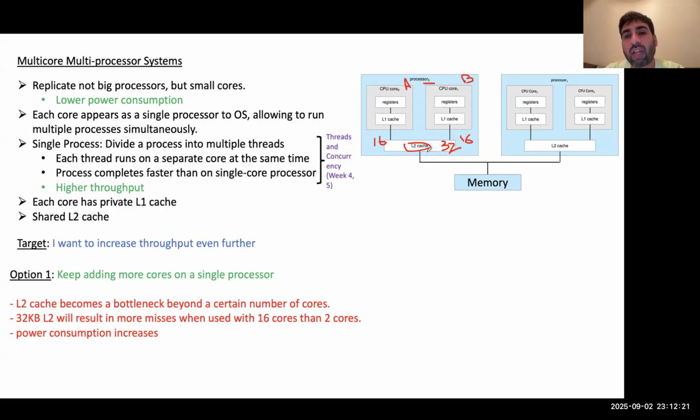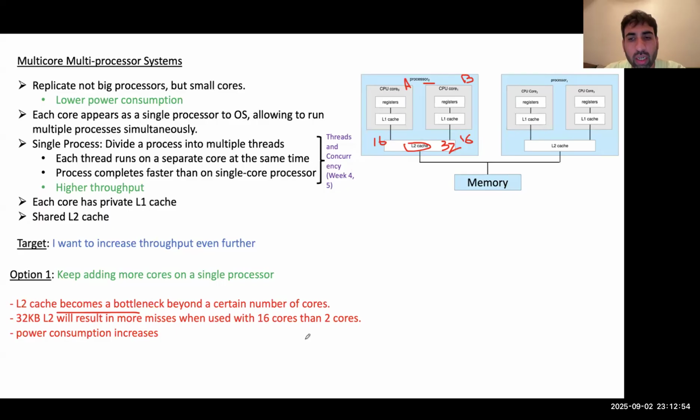will be bigger than the size, or the capacity, of the L2 cache, which basically means that the processes running on A and B will experience many more cache misses. So your L2 will become a bottleneck, right? Because it will be highly contested between A, B, and all other processes, let's say process 0 to process 15, right?